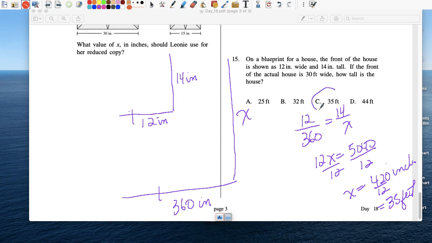So our answer, let's see. You could have changed everything to feet from the get-go, or do what I did: play with inches, change everything to inches, and then change it back to feet. Okay. This is day 18.